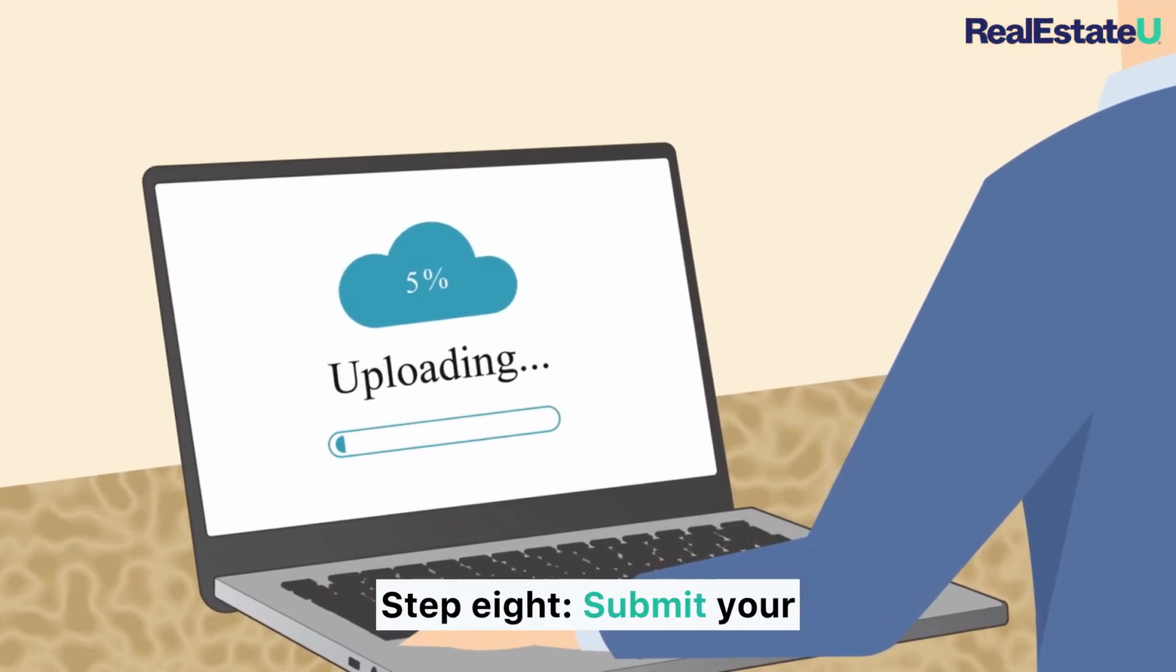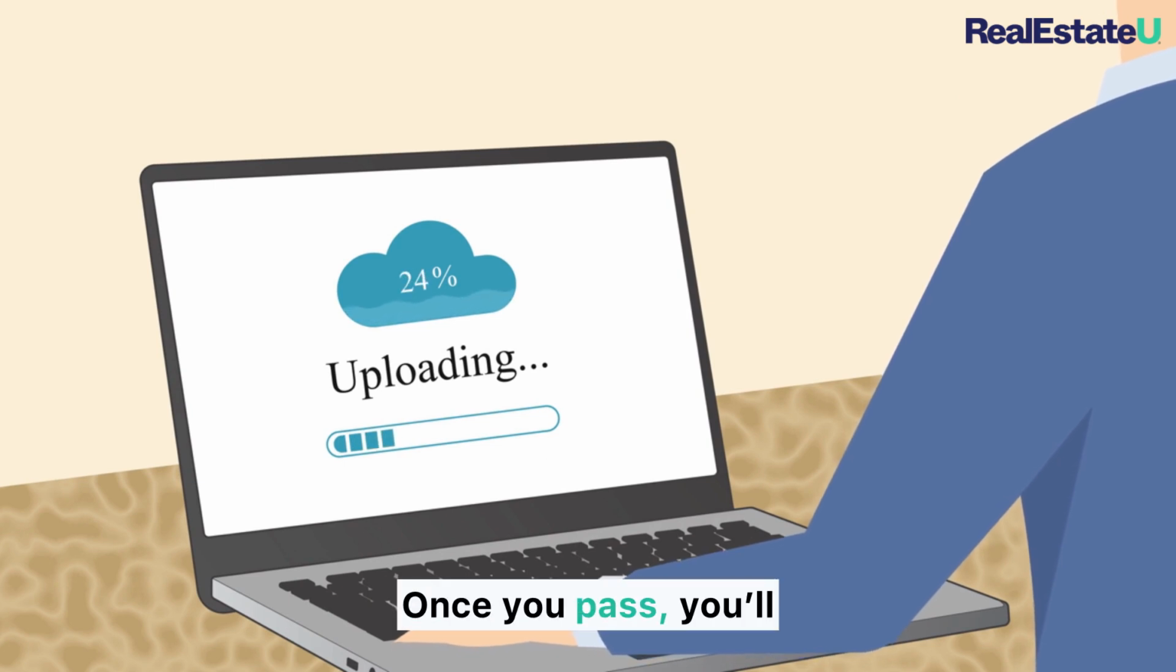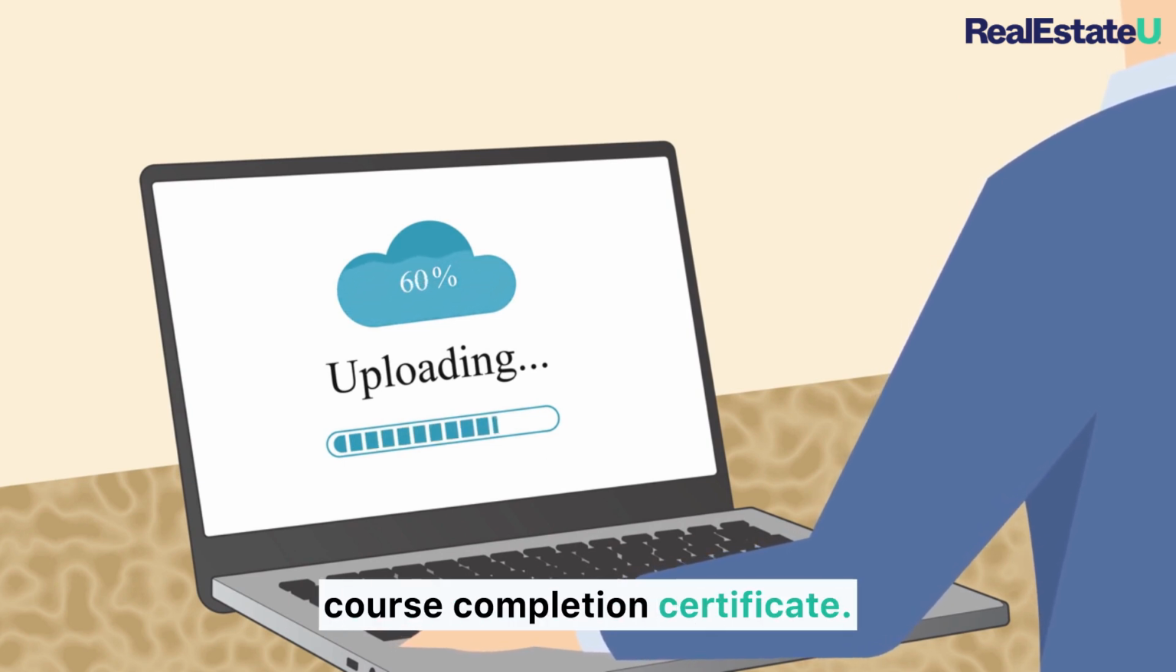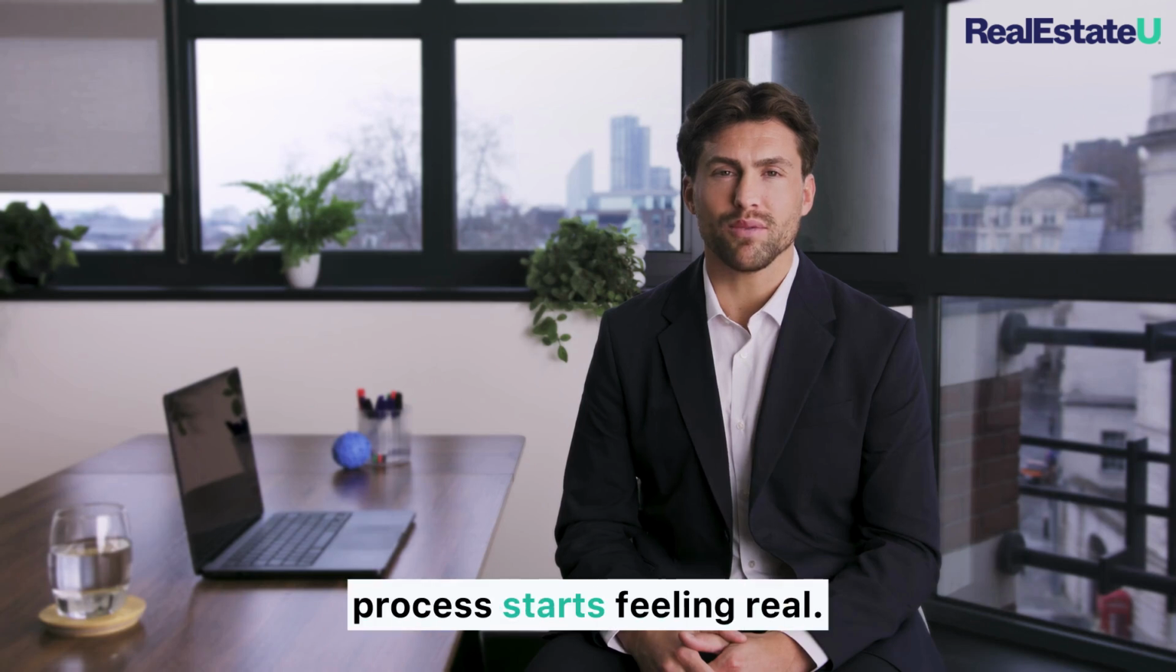Step 8. Submit your license application. Once you pass, you'll finalize your mortgage license application and upload your course completion certificate. This is where the process starts feeling real.